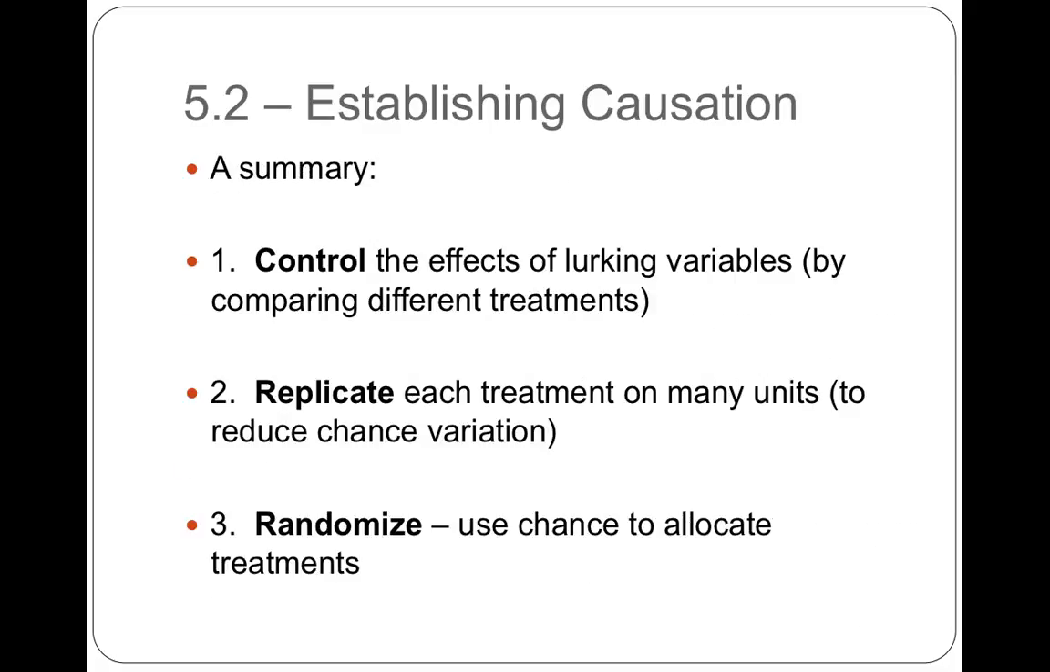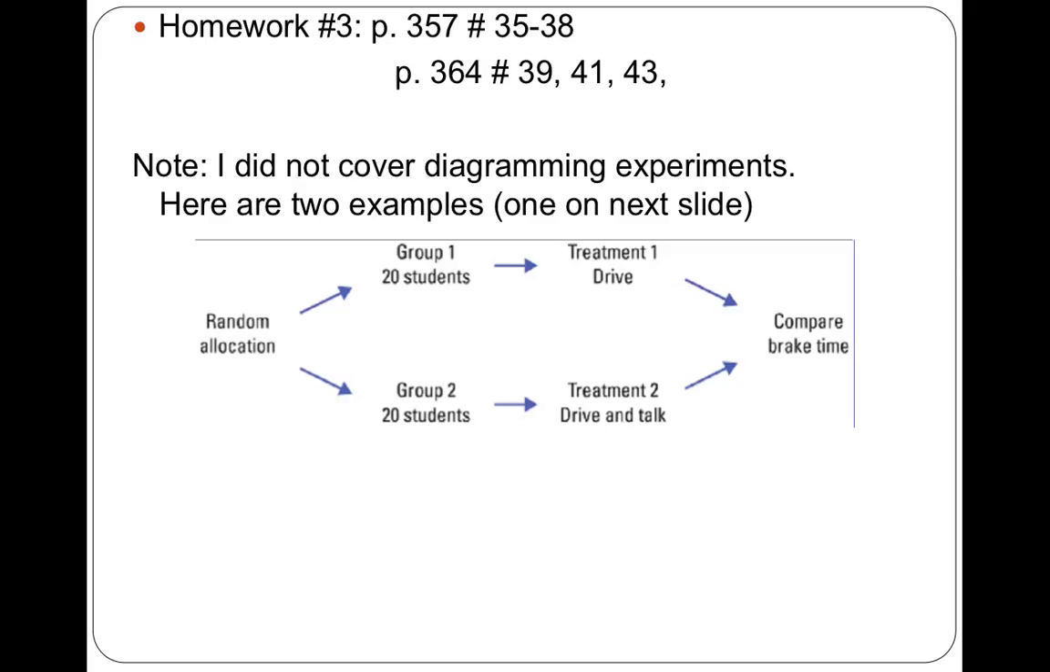So to summarize, we need to control the effects of lurking variables by comparing different treatments under the same conditions. We need to replicate each treatment on many units to reduce the effects of chance variation. And we need to randomly assign treatments to the individuals.